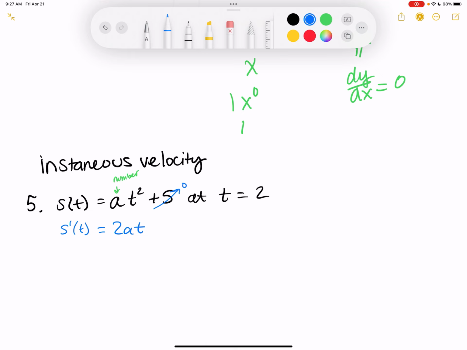So then we plug in 2. So we do s prime of 2. All we're doing is plugging in 2 into the derivative. So 2a times 2, and that's going to give us 4a. And so that would be the instantaneous velocity, specifically at this position at time 2. Whatever, minutes, seconds, whatever it is.